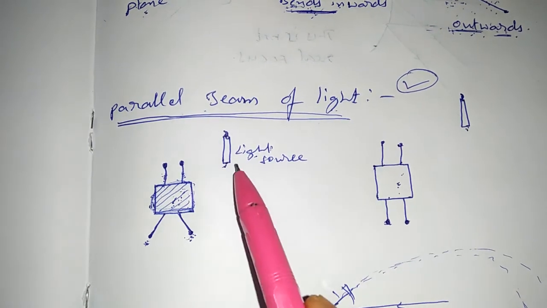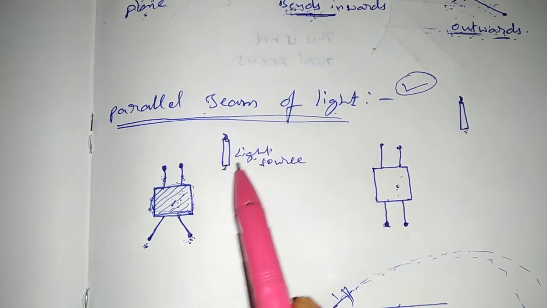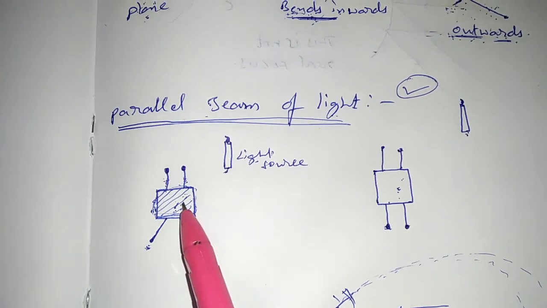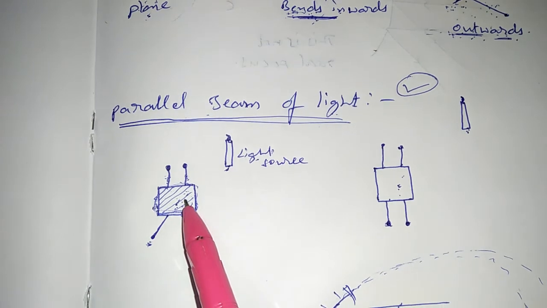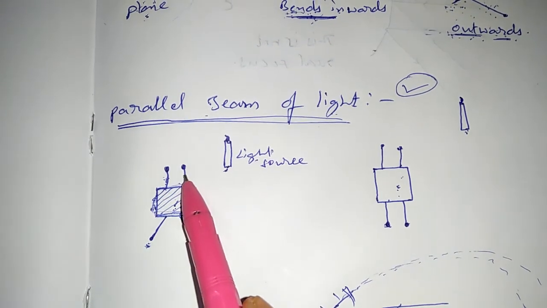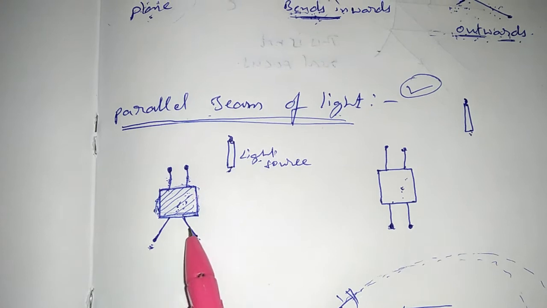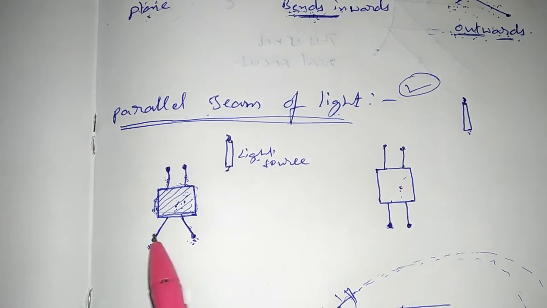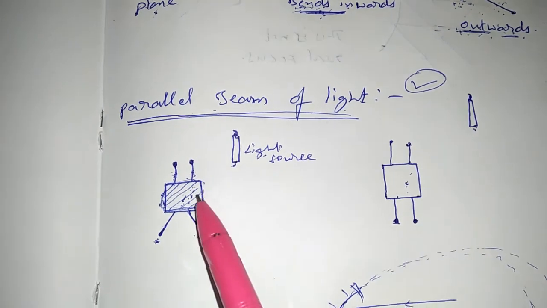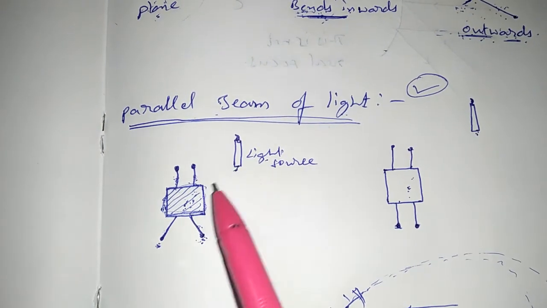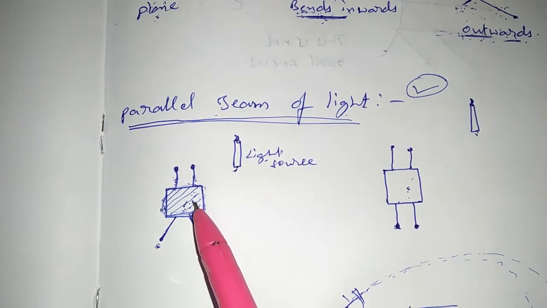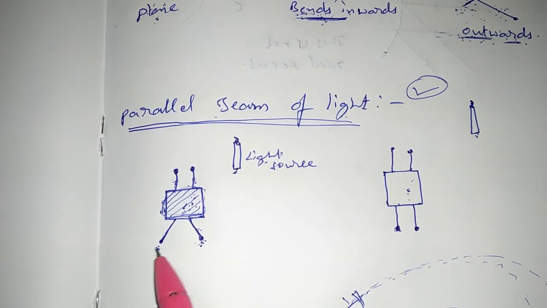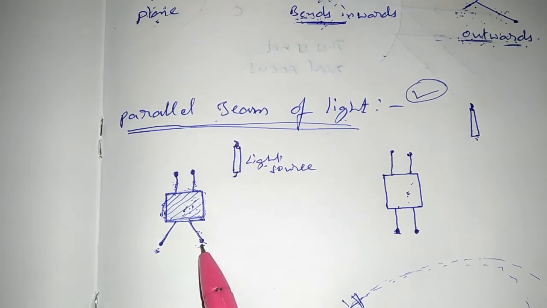Then keep a light source like a candle or bulb, whatever it may be, very near to this thermocol block. Then observe the shadows of these two pins. You can observe diverging shadows like this. That means when the light source is near to the thermocol, we observe divergent shadows, a divergent beam of light.